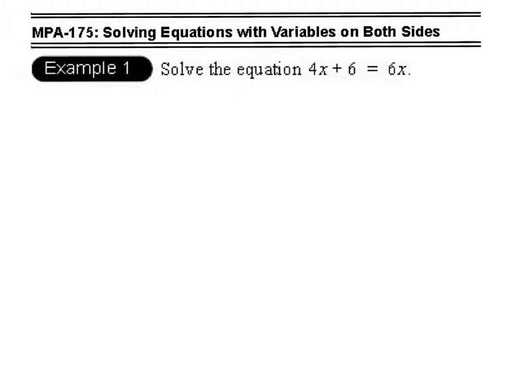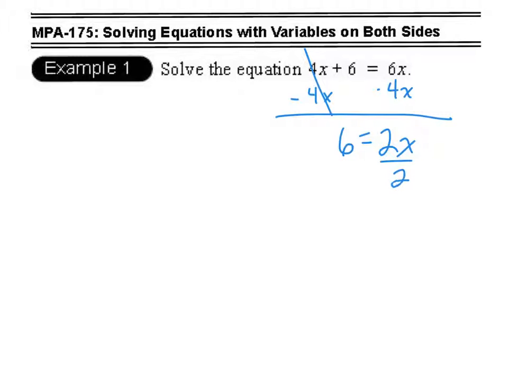The first step to solve equations with variables on both sides is to get the variable on one side. So in example 1, we have 4x plus 6 equals 6x. I'm going to subtract 4x from both sides of the equation. So 4x minus 4x is no x. So I have 6 equals 6x minus 4x, which is 2x. Now I can divide both sides by 2, and we have x equals 3.